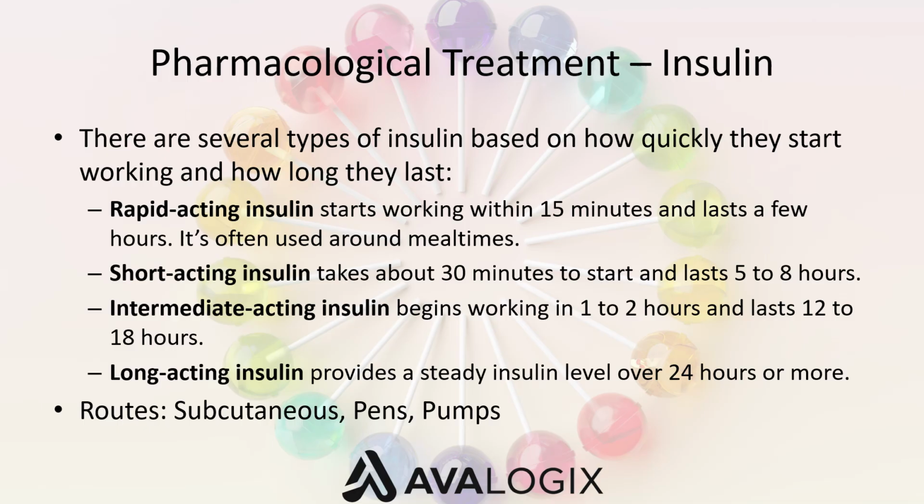Sometimes, a combination of different insulin types is used to mimic the body's natural insulin pattern. Insulin is usually given by injection, subcutaneously. Newer delivery methods like insulin pens and pumps improve convenience and control.